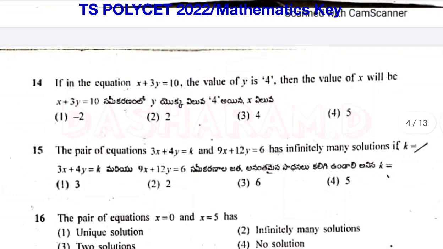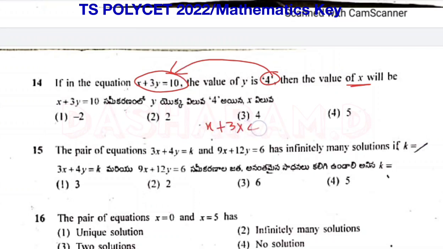Next, question number 14. If in the equation x plus 3y equals 10, the value of y is 4, then what will be the value of x? That means just substitute y equals 4 in this equation. So x plus 3 into 4 equals 10, x plus 12 equals 10, and 12 transposes to the right side, x equals 10 minus 12, then the answer is minus 2.